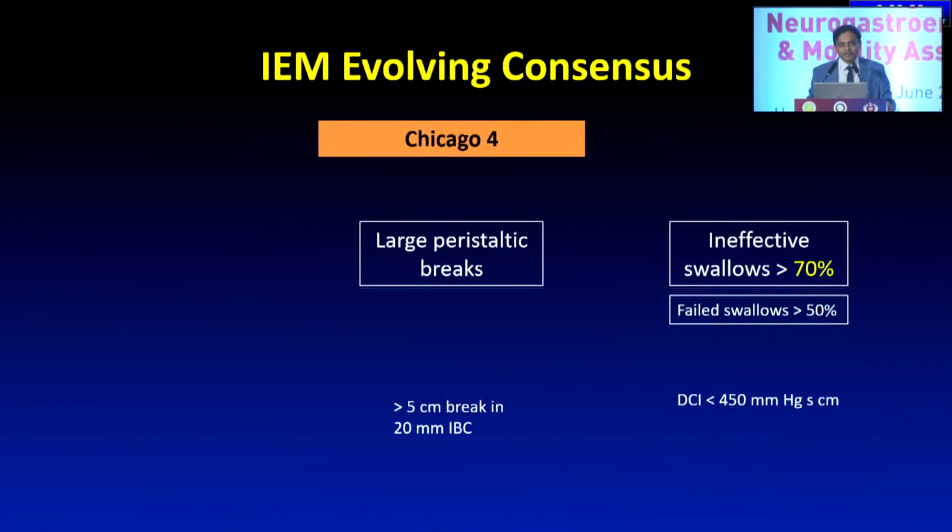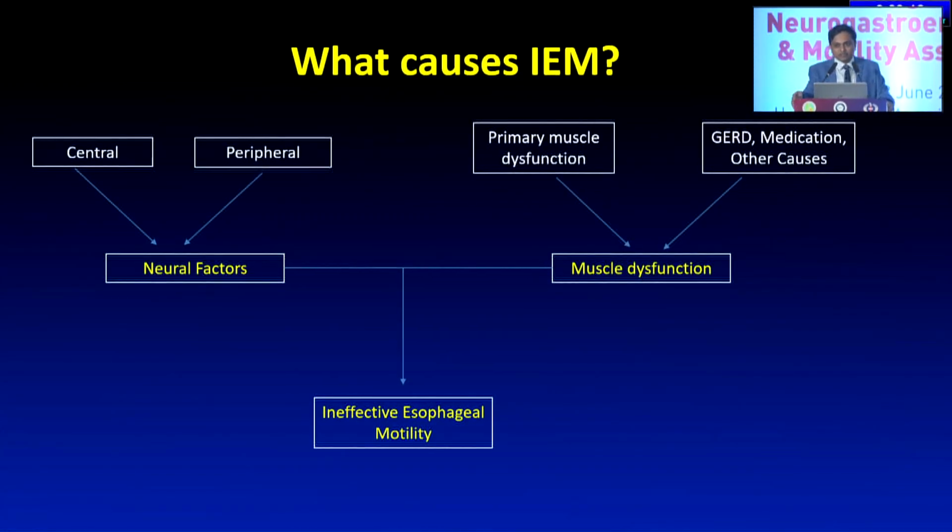Chicago 4 has gone a step further, and it is now using ineffective swallows more than 70% to label as ineffective esophageal motility, or you should have failed swallows, that is DCI less than 100 in at least 50% of the swallows. So what causes ineffective esophageal motility? It's a complex phenomenon. We don't have one single reason, but it's an interplay between neural factors, which could be of central or peripheral origin, or muscle dysfunction because of any primary muscle disorders, or because of GERD or medications, etc., which eventually in unison lead to ineffective esophageal motility.